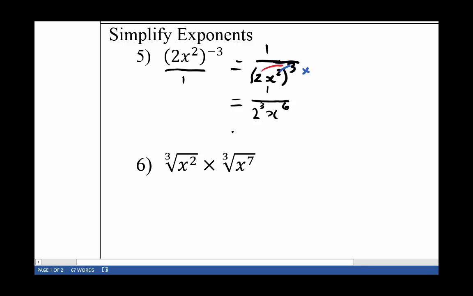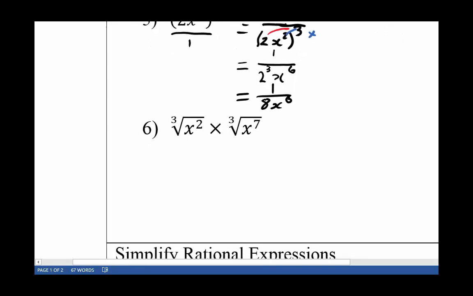Okay? And so that therefore will equal, just need to simplify that a little bit further, 1 will stay the same. 2 cubed, that equals 2 times 2 times 2. So 2 times 2 is 4, times 2 is 8, and then x to the 6. It's a 6 there. Okay? And that's your answer. That's all you need to do. Okay? Right. Next question. Just move down a little bit more.